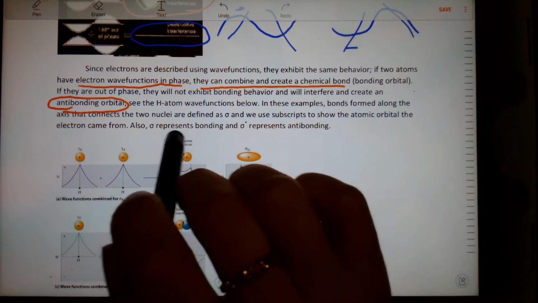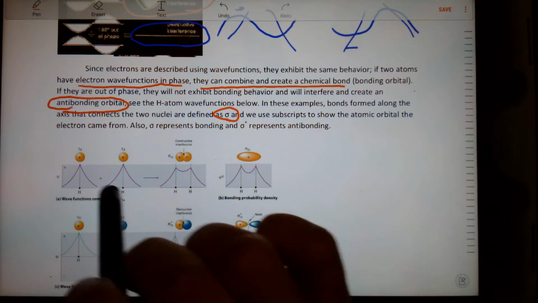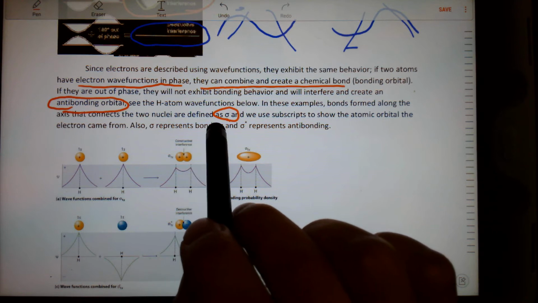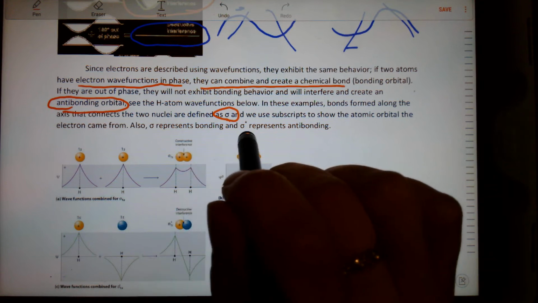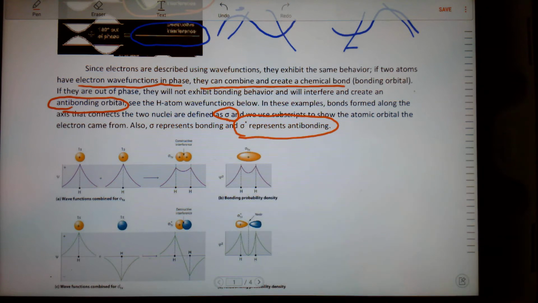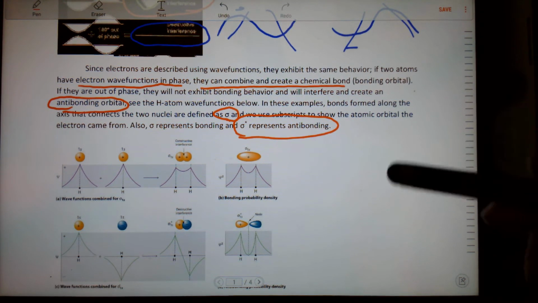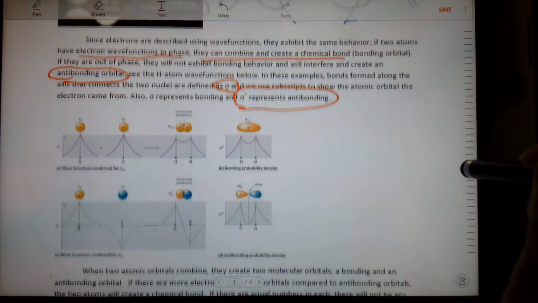Okay, so as we saw, we have the sigma and we have pi. When we have bonding along the bonding axis, and the orbitals combine to form constructive interference, we call that sigma. And when they have destructive interference, we call that antibonding, or sigma star. So sigma represents bonding, sigma star represents antibonding. A couple down, we're going to see pi. Pi would represent constructive or bonding, and pi star would represent destructive or antibonding. Okay, so let's scroll down.